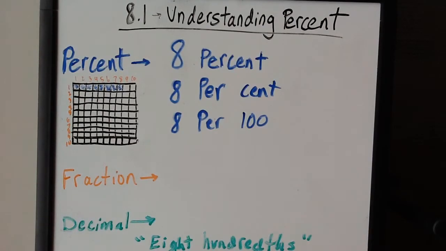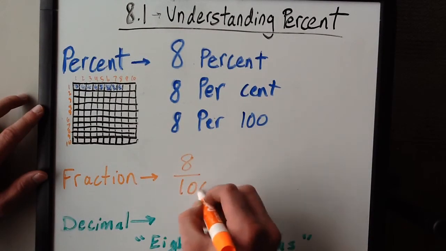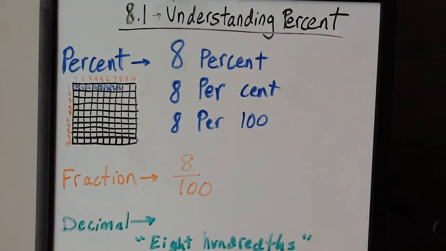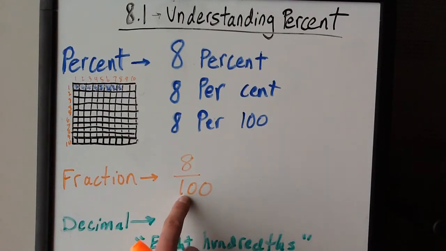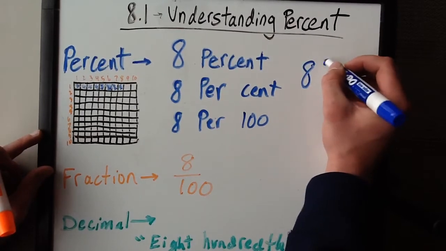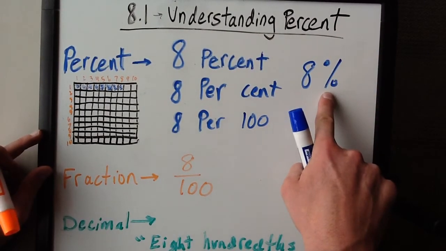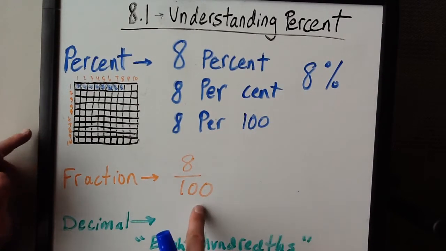And out of 100 squares, 8 of them are shaded blue. 1, 2, 3, 4, 5, 6, 7, 8. 8 are shaded blue. So I have 8 shaded out of 100, or I could say 8 per 100. 8, the horizontal fraction bar, is per 100. So this is fraction form, this is percent form. The percent symbol is 8%. That's the percent symbol. Okay, so I have 8%, that's percent form, this is fraction form.